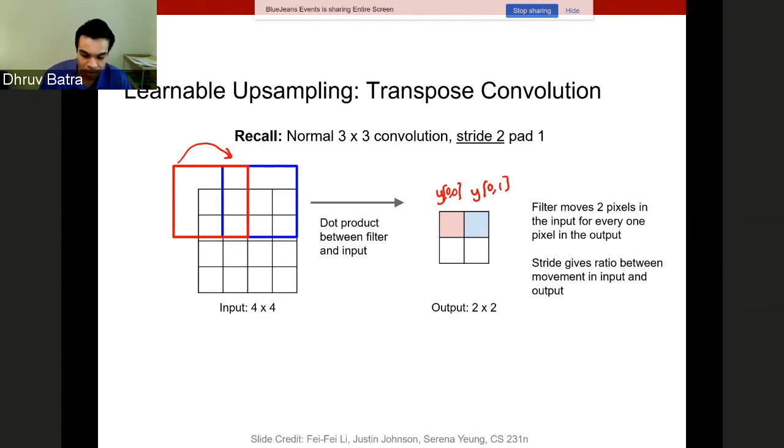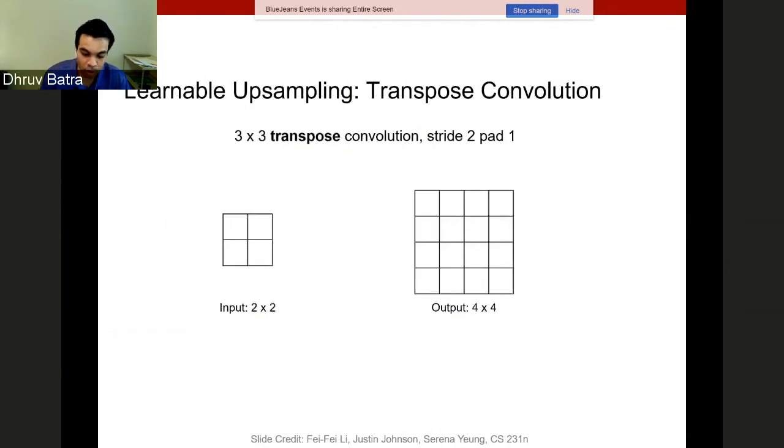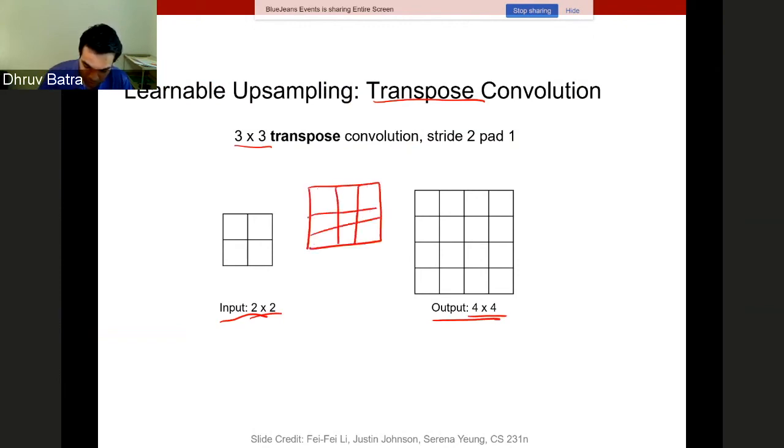So now let's meet, informally, pictorially, the transposed convolution. A transposed convolution also contains a filter, except in a transposed convolution, the input is typically smaller than the output. So the input is 2x2, the output is 4x4. There is still a 3x3 filter, right? There is still a matrix, 3 by 3.